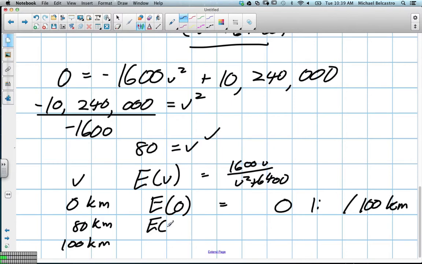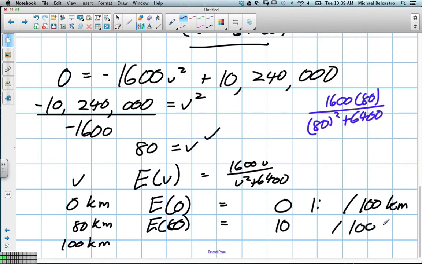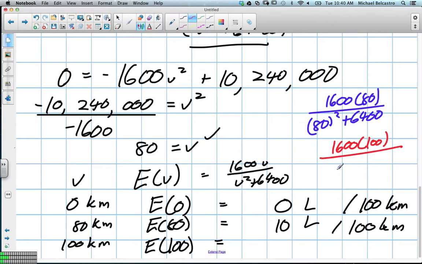E at 80. Okay, at 80 is going to be a little more difficult. Let's figure this out. 1600 by 80. I need you guys with calculators to help me out here. 10 as a value? Excellent, thank you. So it's using 10 liters per 100 kilometers. This funny looking thing should be an L, so I'm going to fix that. 10 liters per 100 kilometers. And finally, E at 100. Put the start of it up here. You guys with your lovely calculators help me out. 9.76, excellent.